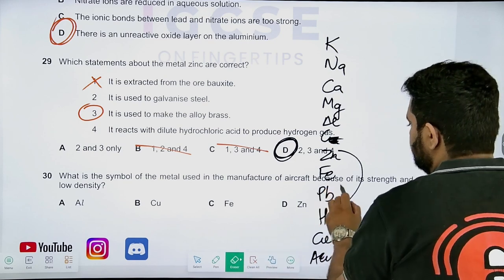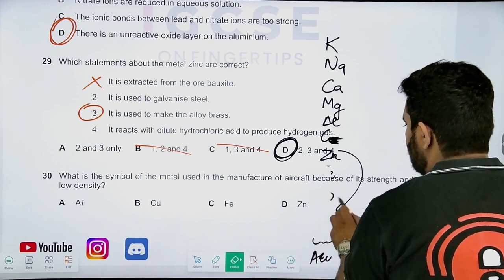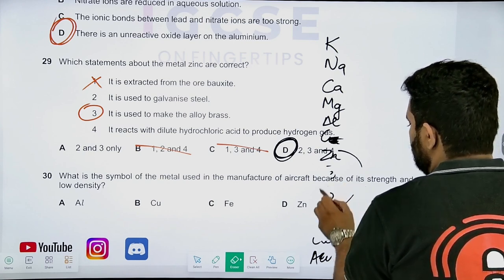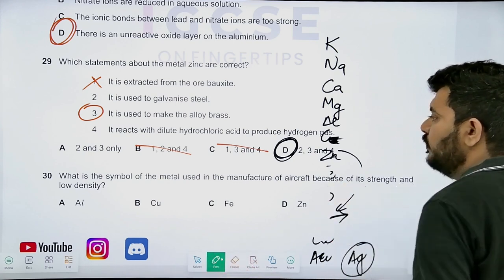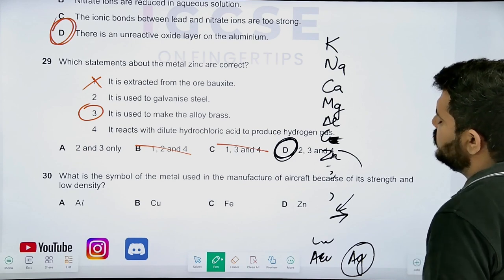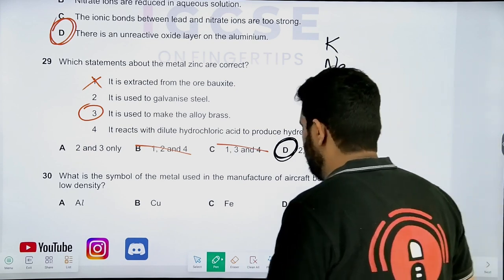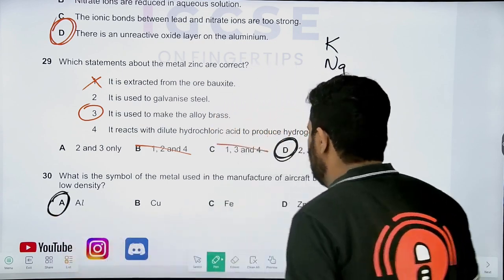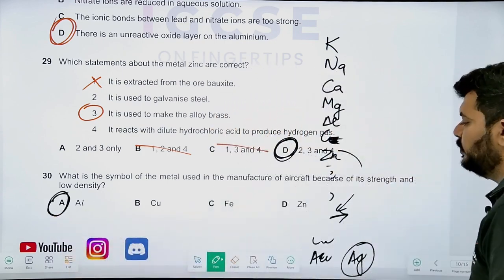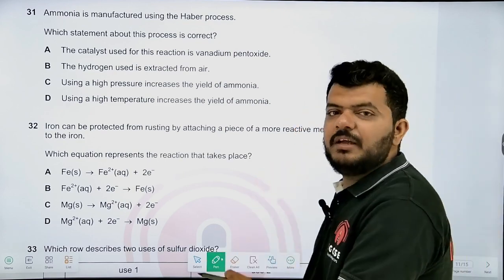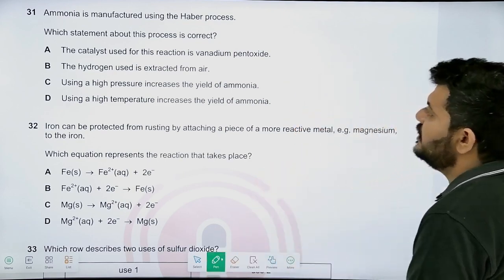Okay, let's erase this much. Let's read the question. What is the symbol of the metal used in the manufacture of aircraft because of its strength and low density? Aluminium, right? Without any question, you should remember certain properties. So if some questions take time, at least some questions become very easy for you.